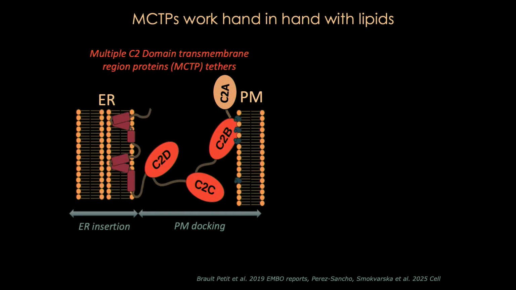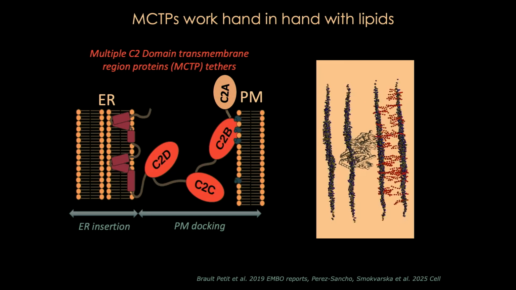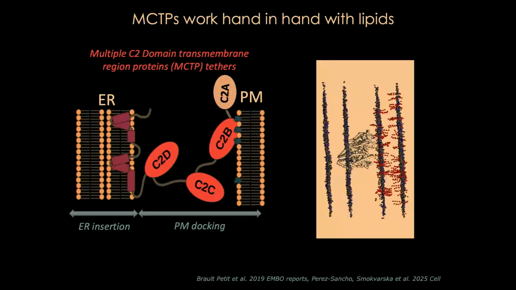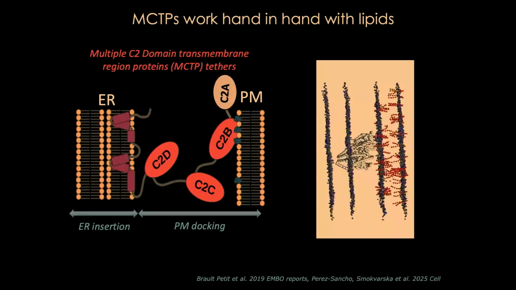Now, I told you at the beginning that these tethers had C2 lipid binding domains. And through molecular dynamics, in vitro work, and genetics, we actually show that these C2 domains can bind lipids, and specifically anionic lipids, at the plasma membrane. And a category of lipids called phosphoinositides gives the electrostatic charge of the membranes.